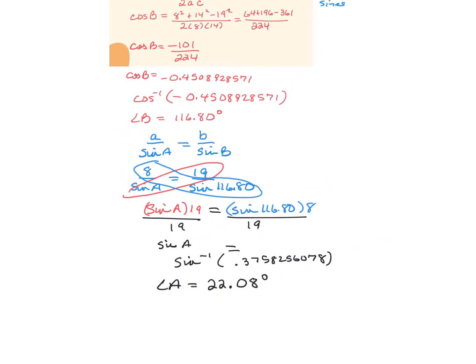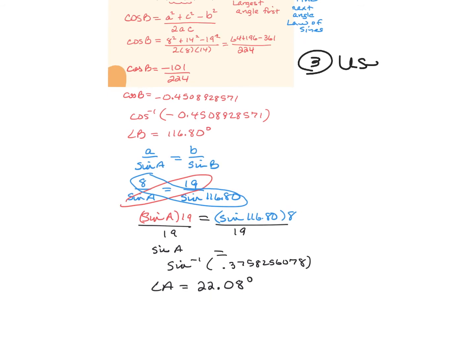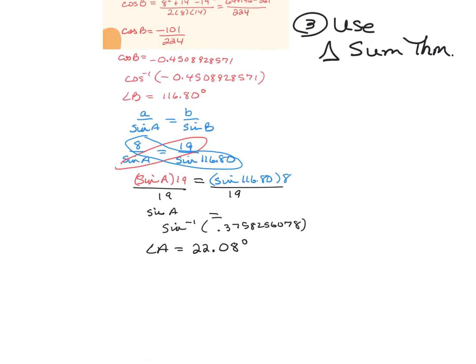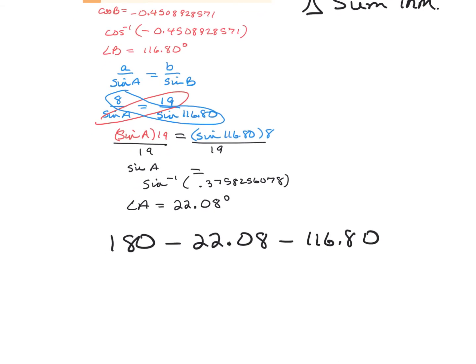Step 3, I am going to use the Triangle Sum Theorem. And what the Triangle Sum Theorem says is that the three angles of a triangle add up to be 180. So all I need to do is take 180, subtract the two angles I just found, and that will give me the remaining third angle, which in this case is going to be angle C. So 180 minus angle A minus angle B equals angle C, which is 41.12. I now have completed the triangle using law of cosines in step 1.